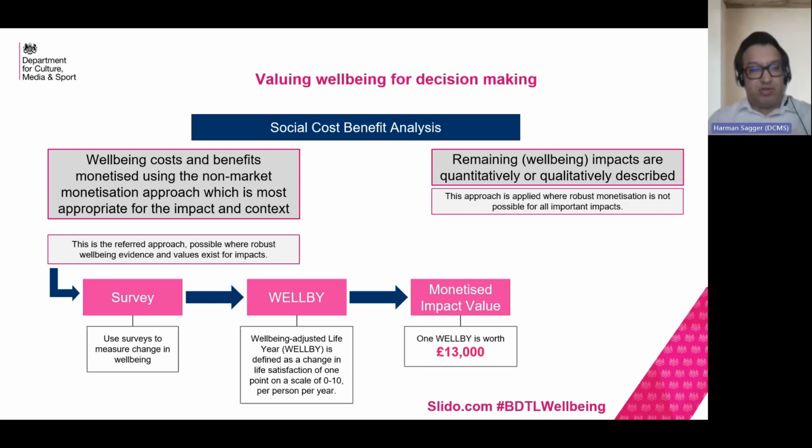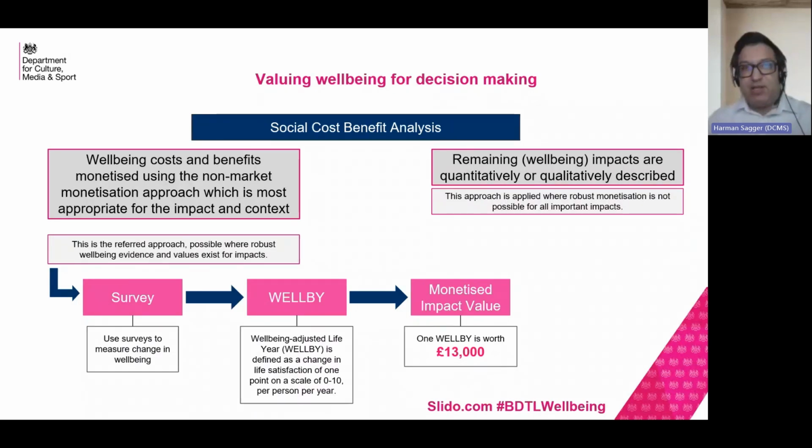What the Treasury introduced in 2021, with a lot of academics and consultation, is the concept of a WellBe. WellBe stands for Well-Being Adjusted Life Year. It's a way of consistently measuring the value of improvements in well-being. A WellBe is calculated from a person's self-reported life satisfaction, one of the scales Eleanor introduced, on a scale of 0 to 10, where 0 is not at all satisfied and 10 is completely satisfied. A 1-point change, going from 7 to 8, is classed as 1 WellBe. And 1 WellBe is worth £13,000.